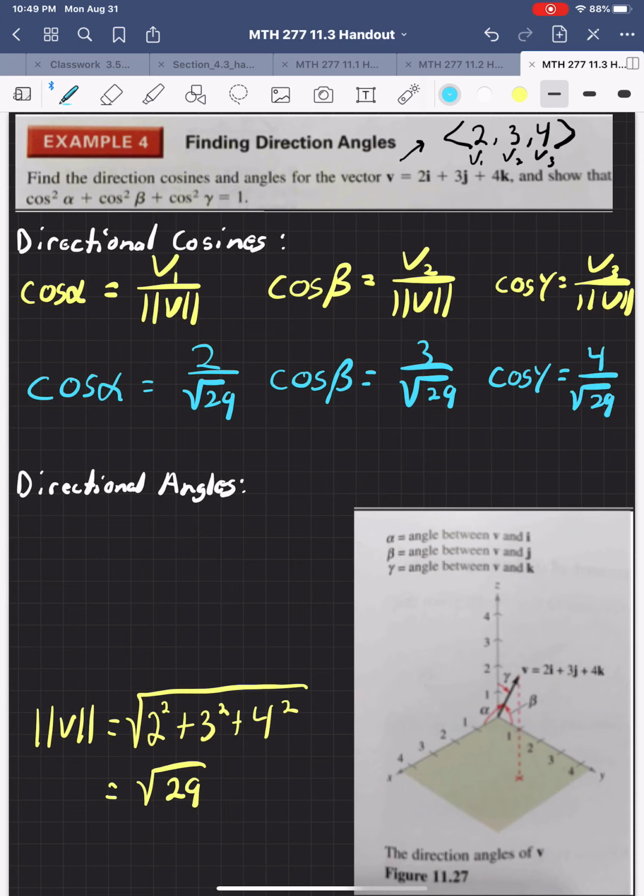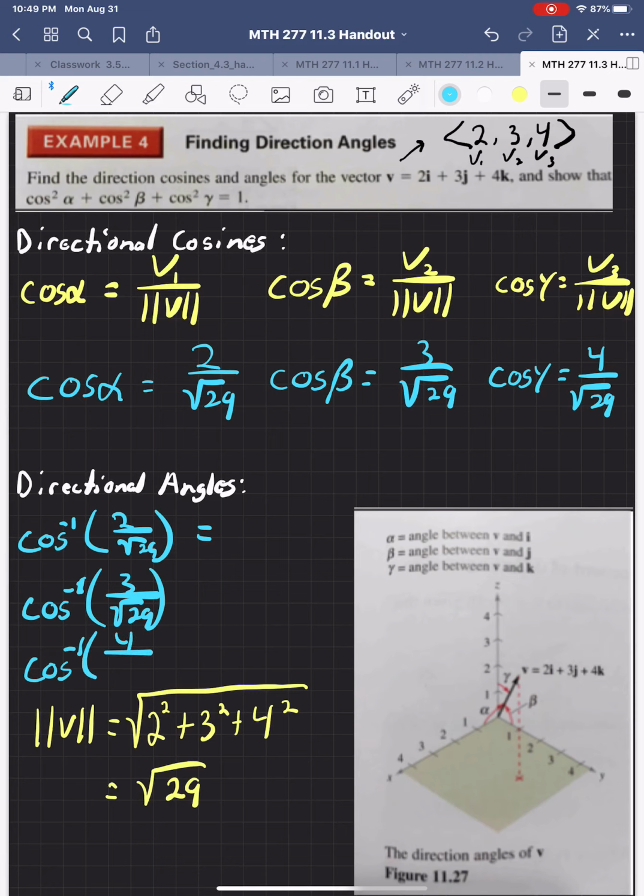So we're done with the directional cosines, and now we want the directional angles. In this case, we want to know what alpha, beta, and gamma are. And simple enough, all we have to do is take the cosine inverse of 2 over the square root of 29, the cosine inverse of 3 over the square root of 29, and the cosine inverse of 4 over the square root of 29.